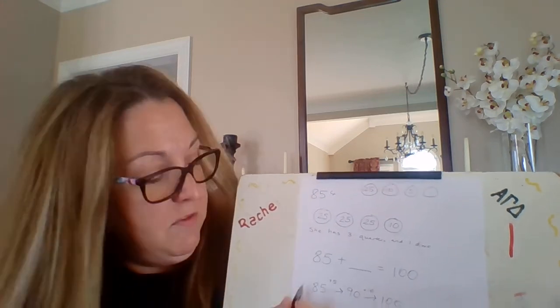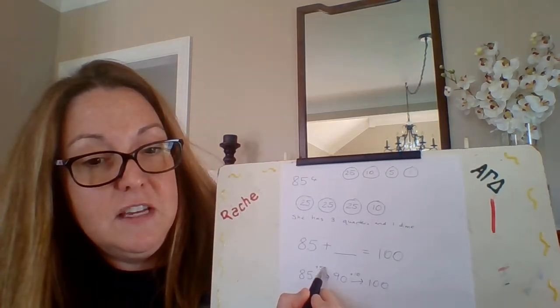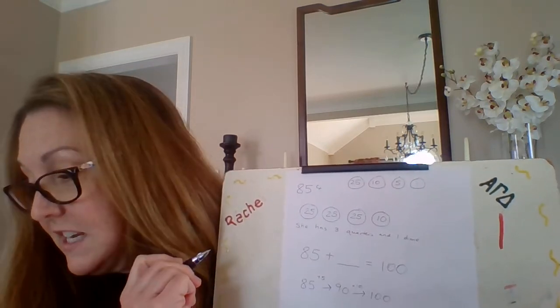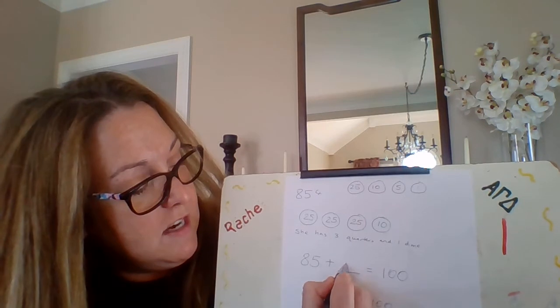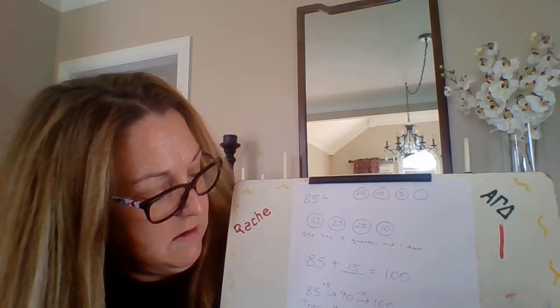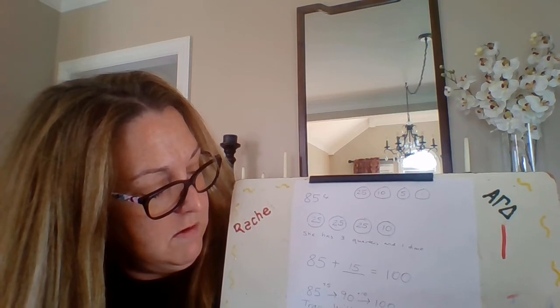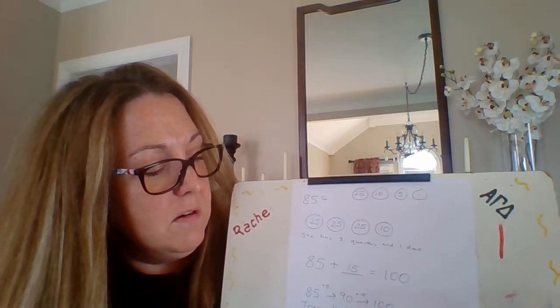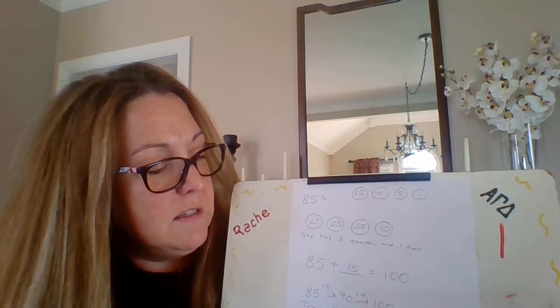So now we see we've got 5 and 10. And 5 and 10 is 15. So Tracy's going to need 15 cents. Tracy will need 15, let's say 15 more cents.